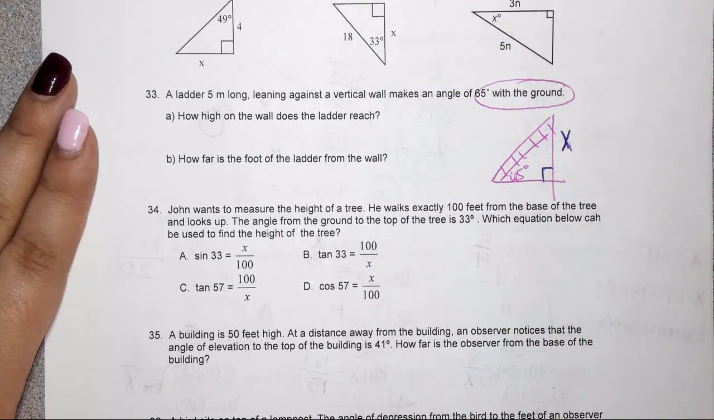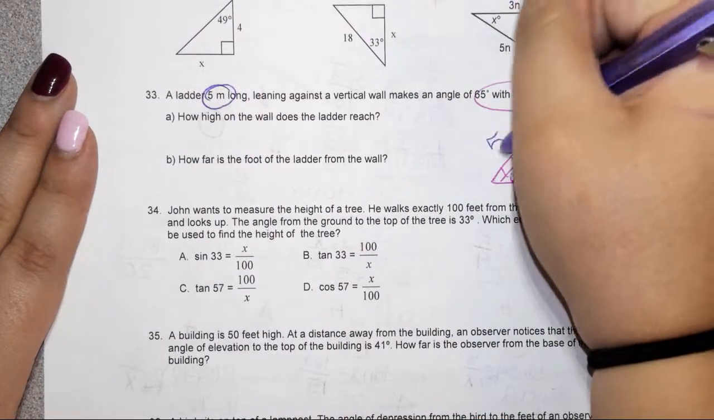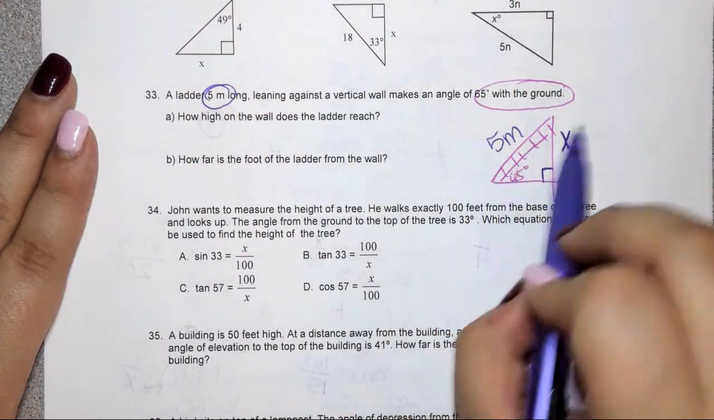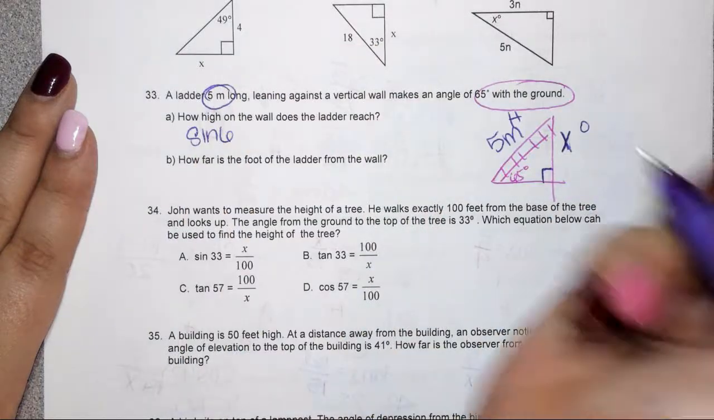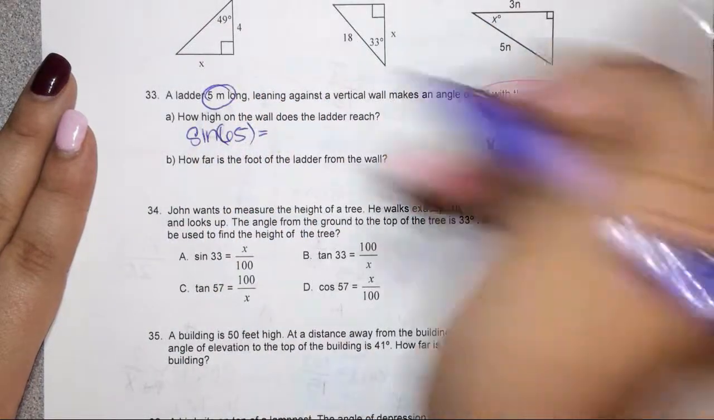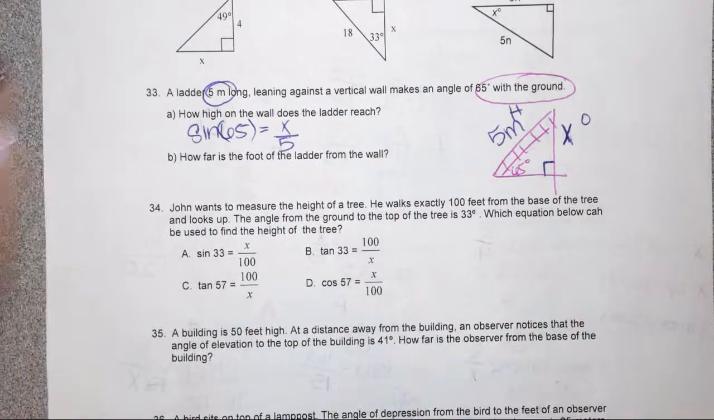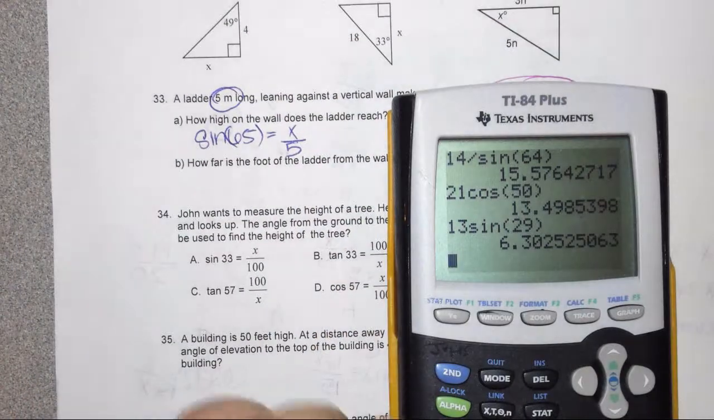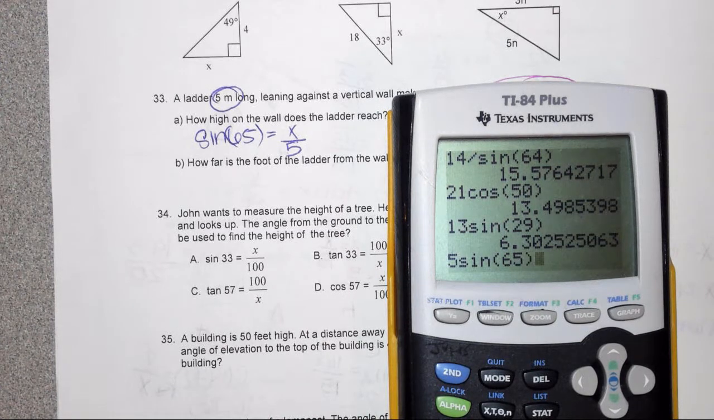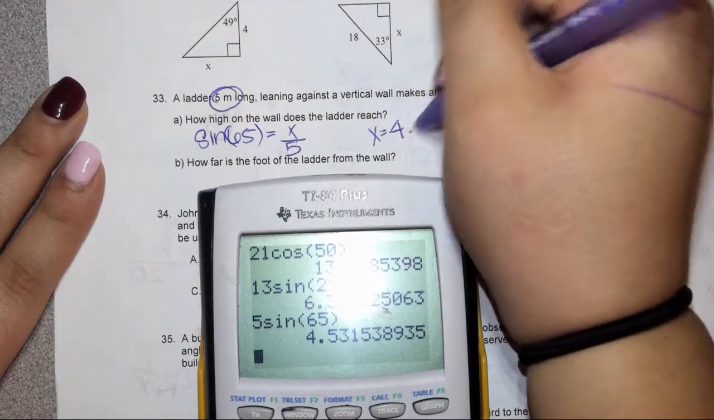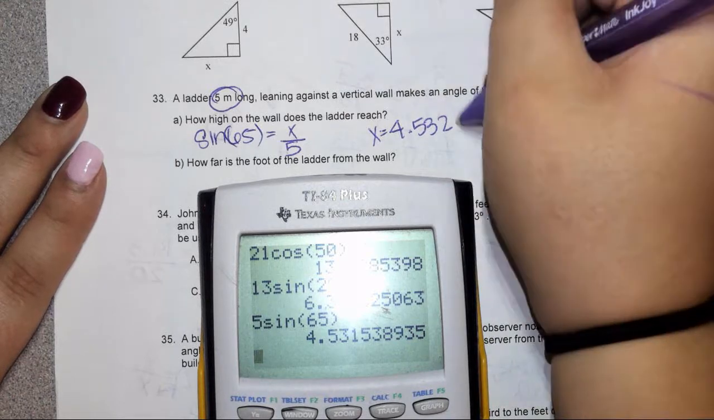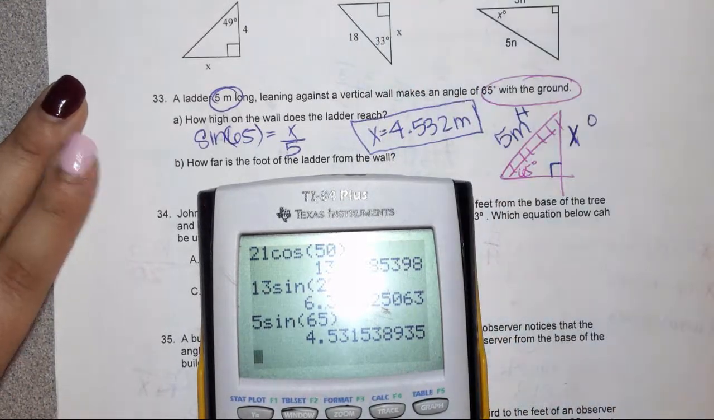What do I know that I didn't label? How long is the ladder? 5 meters. So what am I going to use if I have this? I have opposite and hypotenuse, so what's that? So the sine of 65 gives me opposite over hypotenuse. X is on top. What do I do? Multiply. 5 times sine of 65. Hey, I'm almost done. Y'all are getting reckless. Stay quiet, please. What's my X going to be? 4.532 what? Meters. Don't forget your units or you will count off.